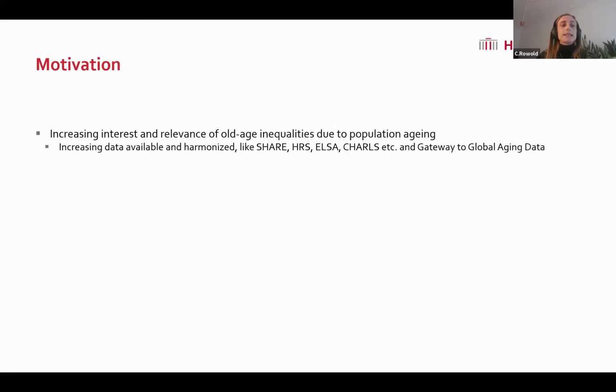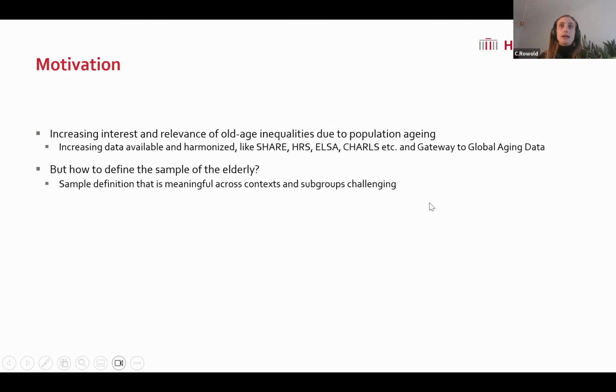And what is also super nice, increasingly there's data available from surveys that actually focuses on the elderly population. This is, for example, HRS for the US, SHARE for most European countries, ELSA for England, CHARLS for China. And then they're even more harmonized through the Gateway to Global Aging data, really motivating also cross-country studies, which is super great. But the question is, to some extent, okay, but how do we define the sample of the elderly? Who are the elderly? And how do we find a sample definition that is meaningful across contexts, for example, country context, but also different subgroups?